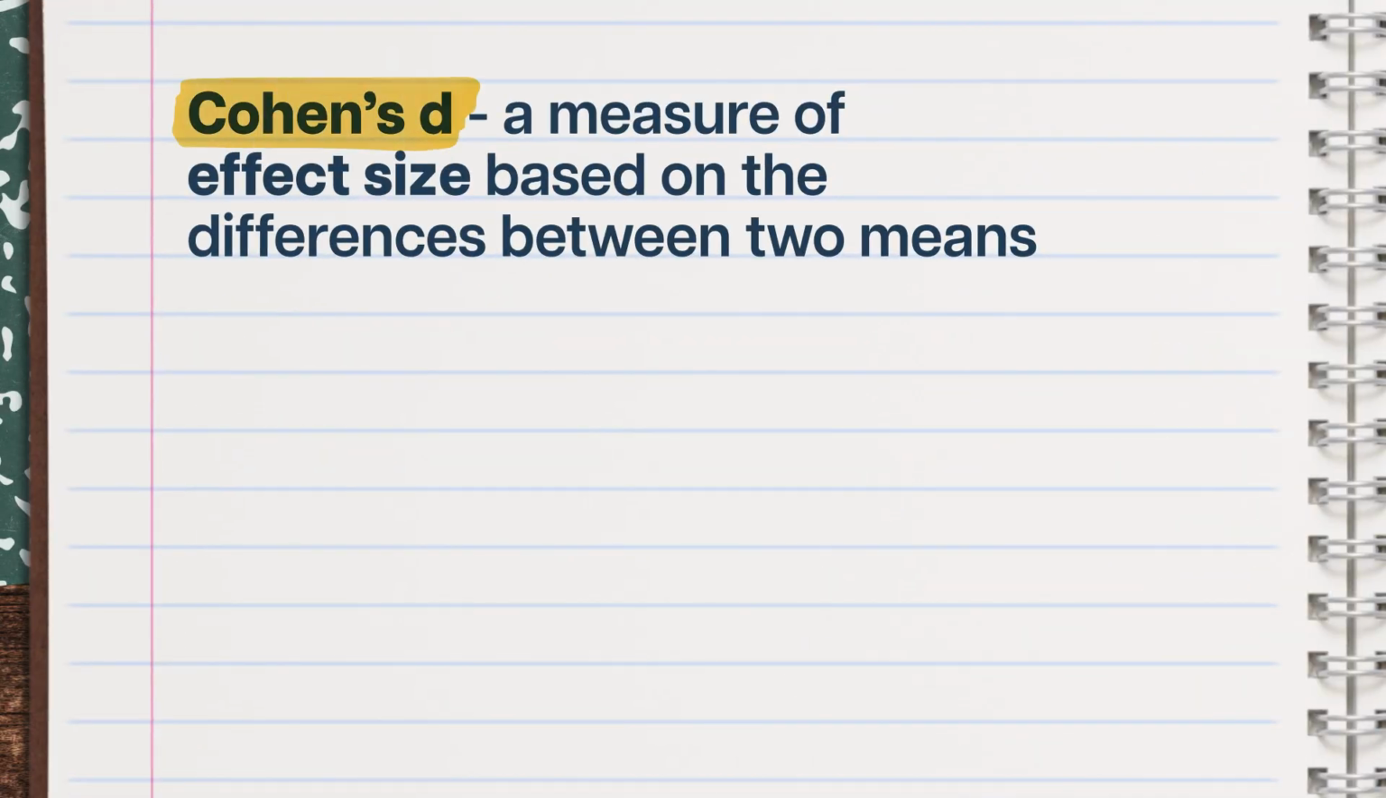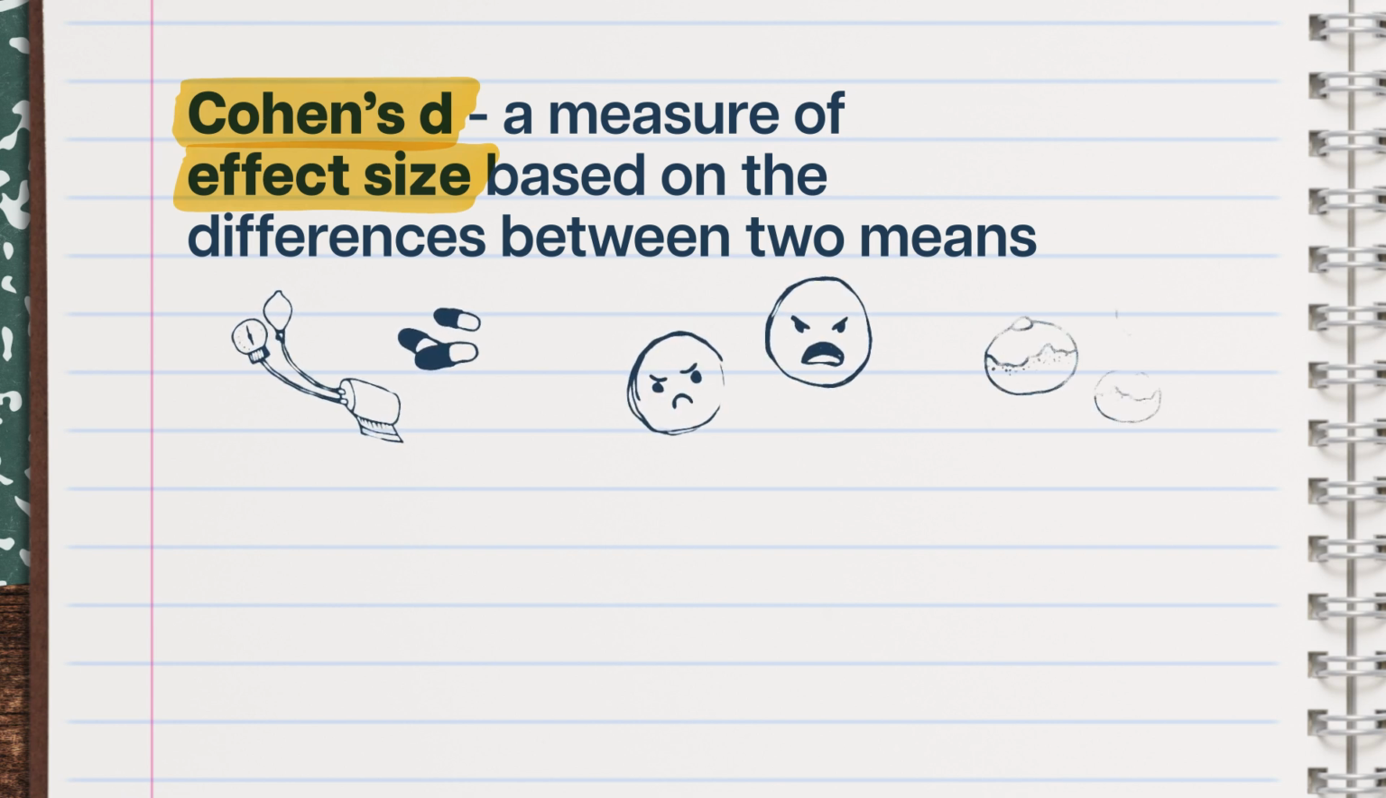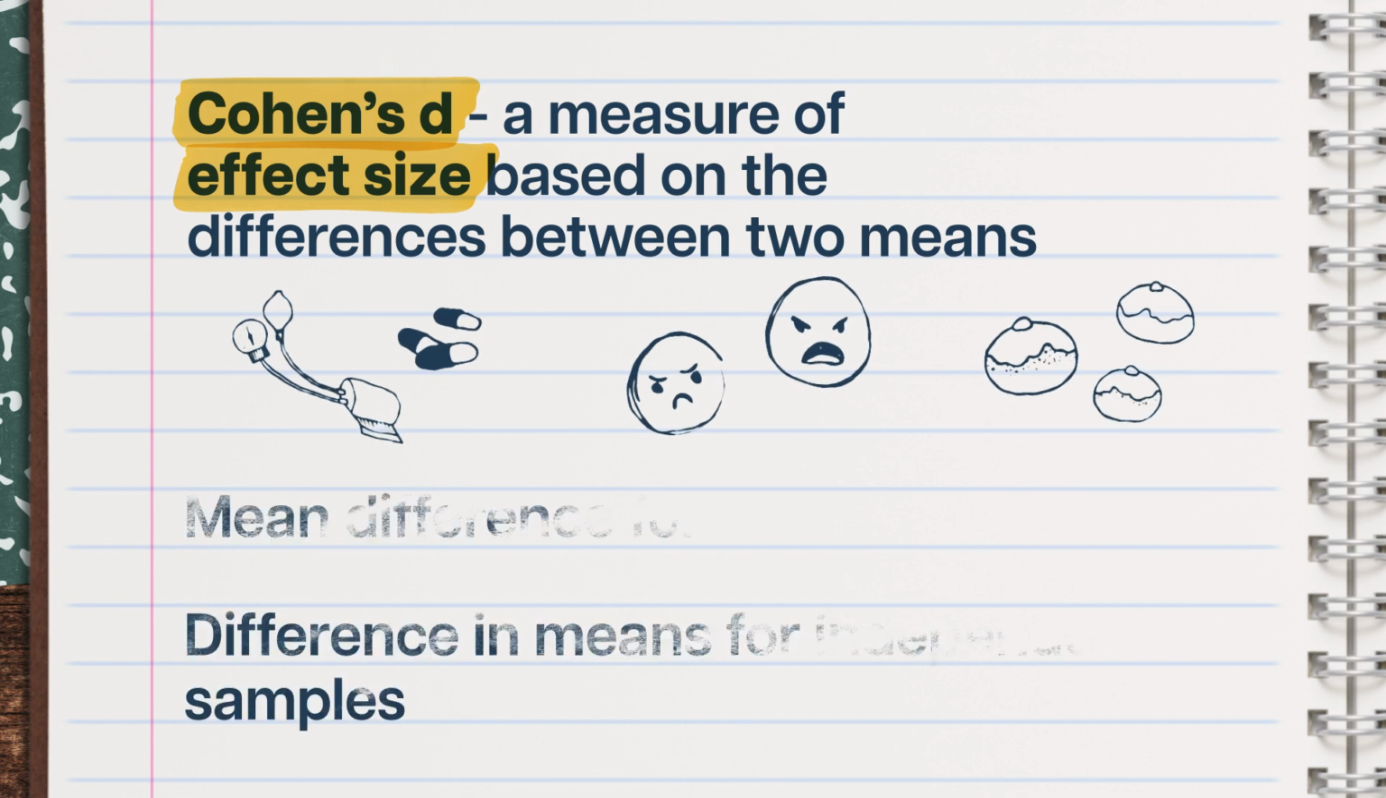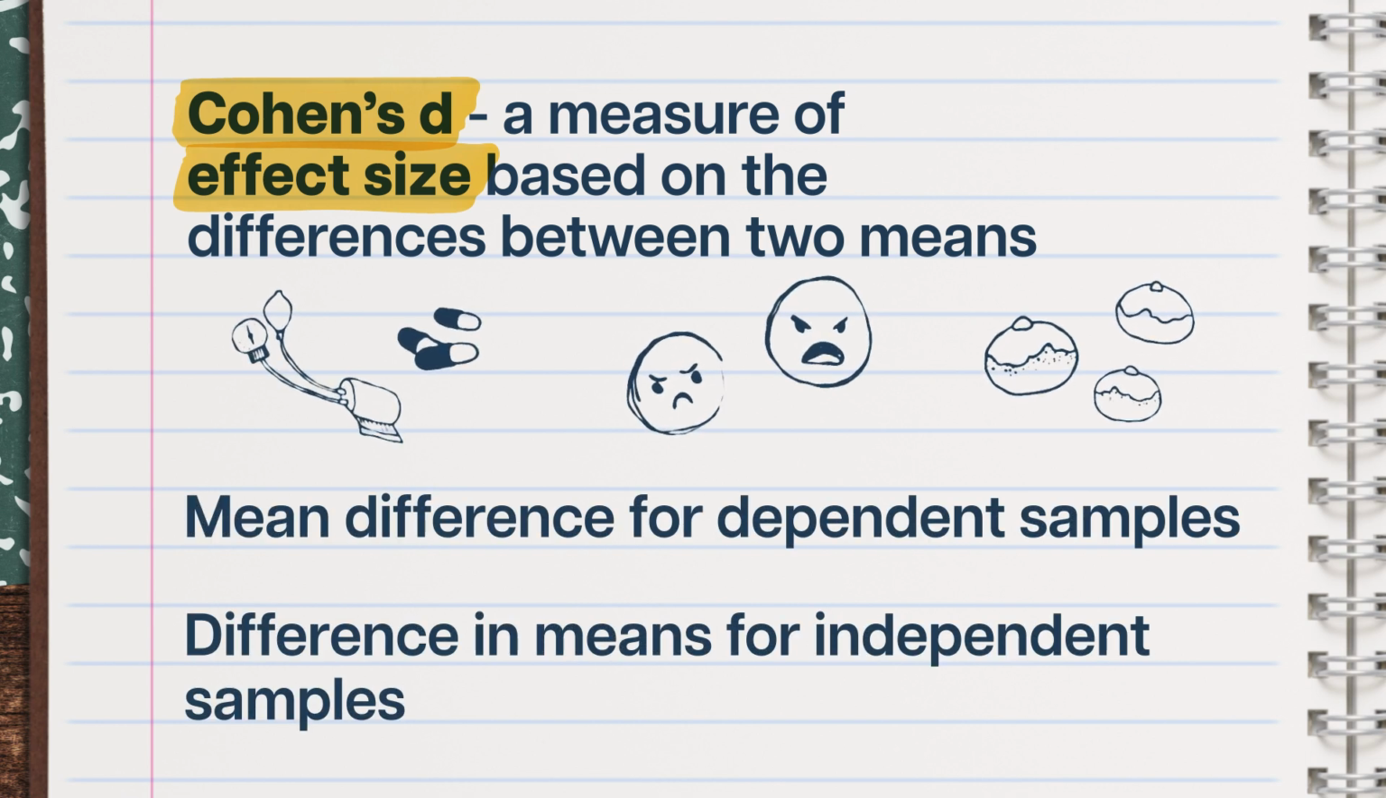Cohen's D measures a difference or effect size in a standardized way. That difference itself can represent the mean difference between things like blood pressure measurements before and after treatment, or levels of rage with or without a donut as an incentive to be patient with gym bros. Cohen's D is calculated first by taking either mean difference or difference between means, depending on whether you're looking at dependent or independent samples, and then dividing by the relevant standard deviation. So it's almost the test statistic, but it doesn't have any additional scaling by the sample size.